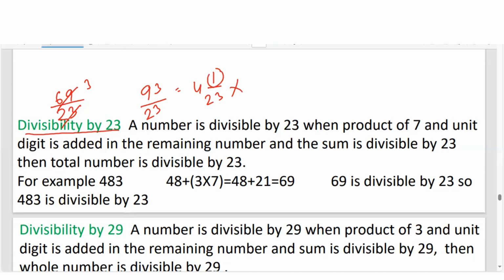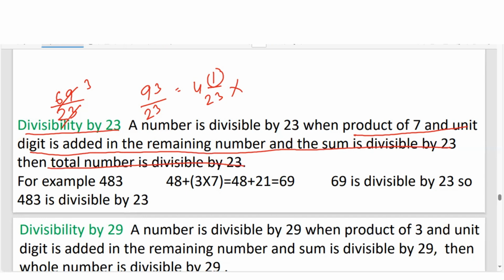So what is the simple technique? For the divisibility rule of 23, multiply the unit digit by 7 and add the product to the remaining number. If the sum is divisible by 23, then the total number will be divisible by 23.